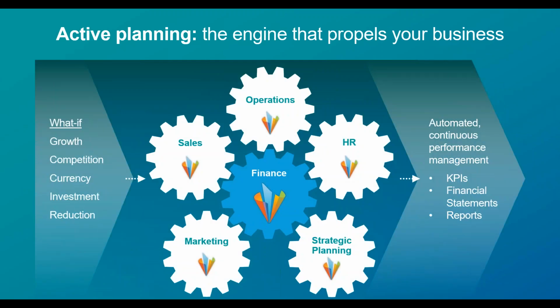So what is the answer to static planning? What is the opposite of static planning? That's what we would call active planning. It's a planning process that really drives the business and can enable continuous improvement throughout your organization. What active planning really means is that everything is connected, just like a well-oiled machine. As one input changes in a particular sales or finance model, it can affect marketing, it can affect your strategic planning. Everything works together smoothly and continuously.